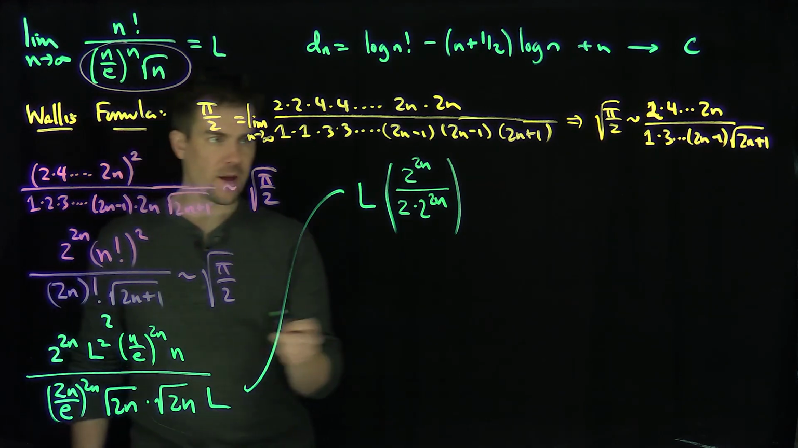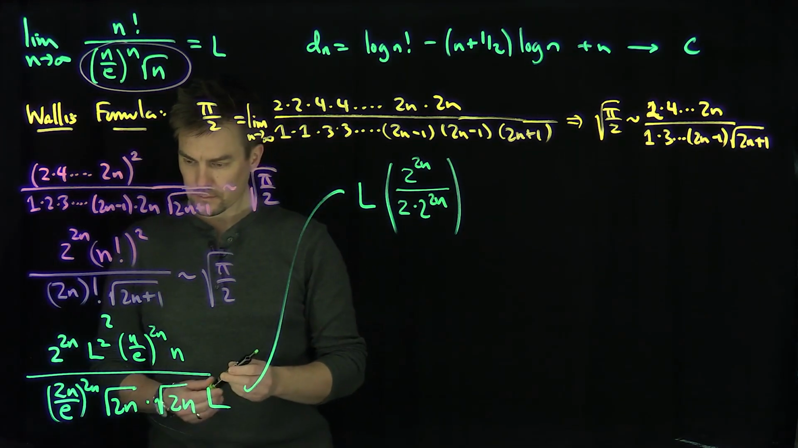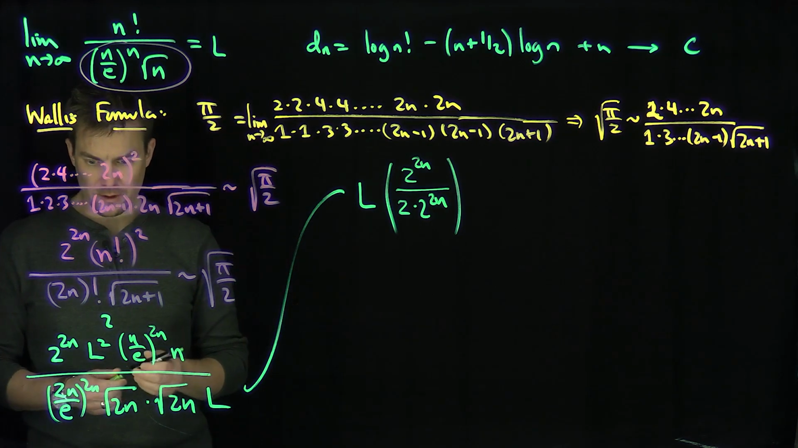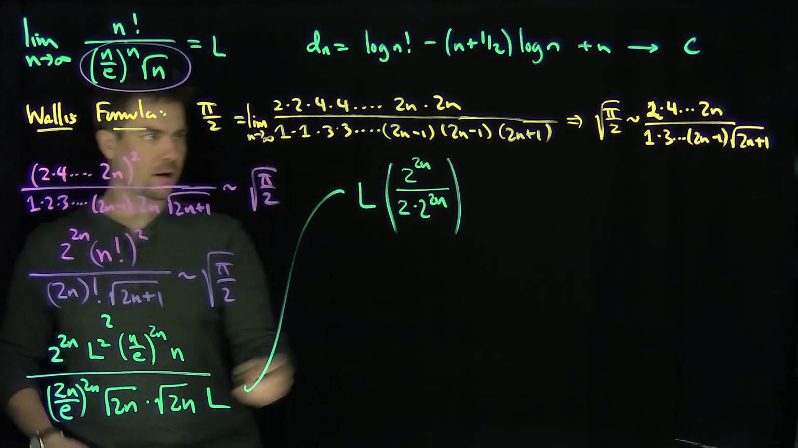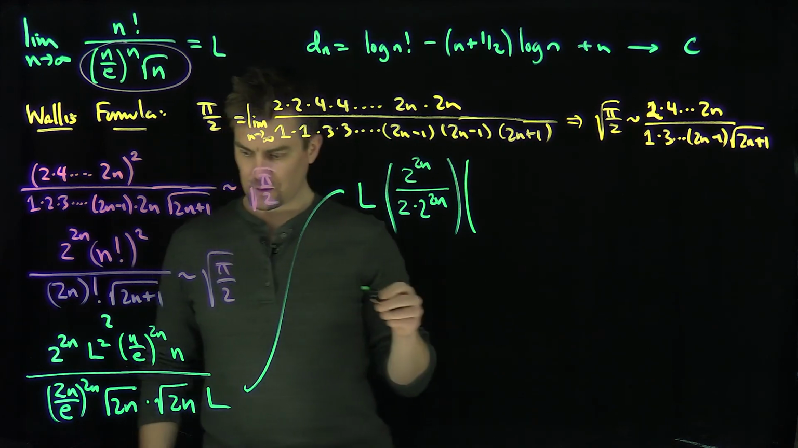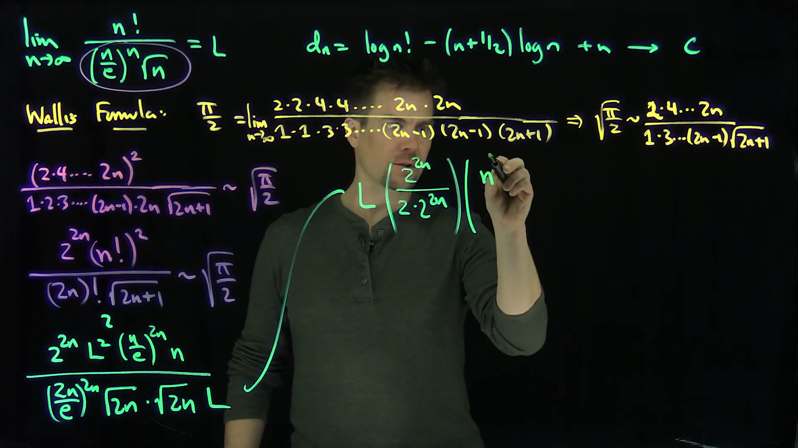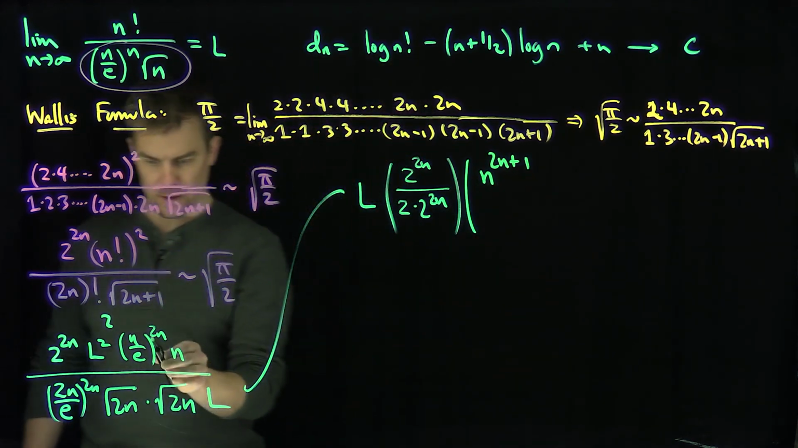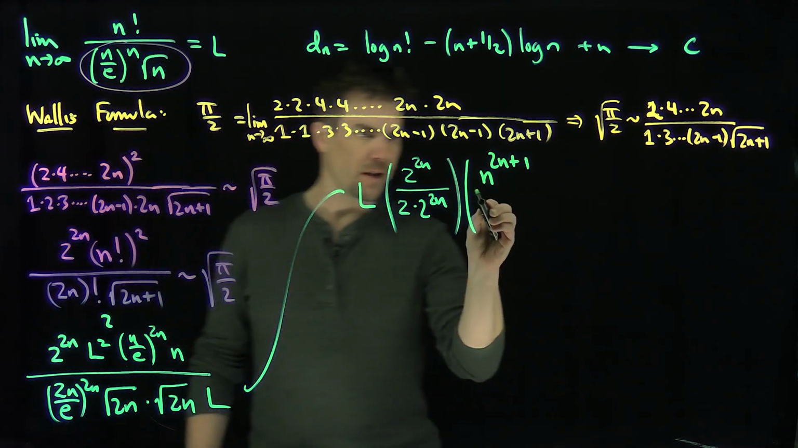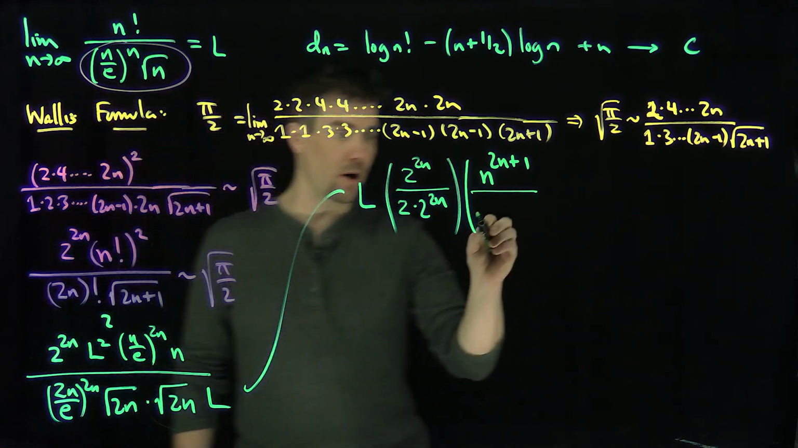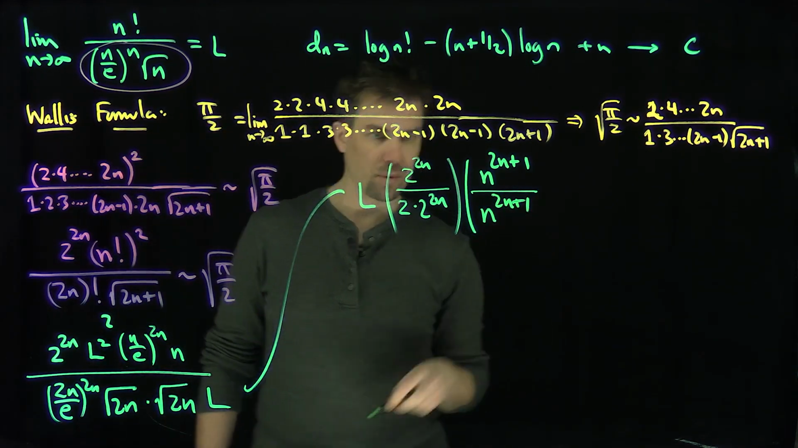Let's look at the factors of n that we have. We have a factor of n to the 2n in the denominator. And then the n's are n to the 2n plus 1 in the numerator, so an n to the 2n and then an extra n. In the denominator, there's an n to the 2n and an extra n. So that all looks like everything's going to sort out properly over there.